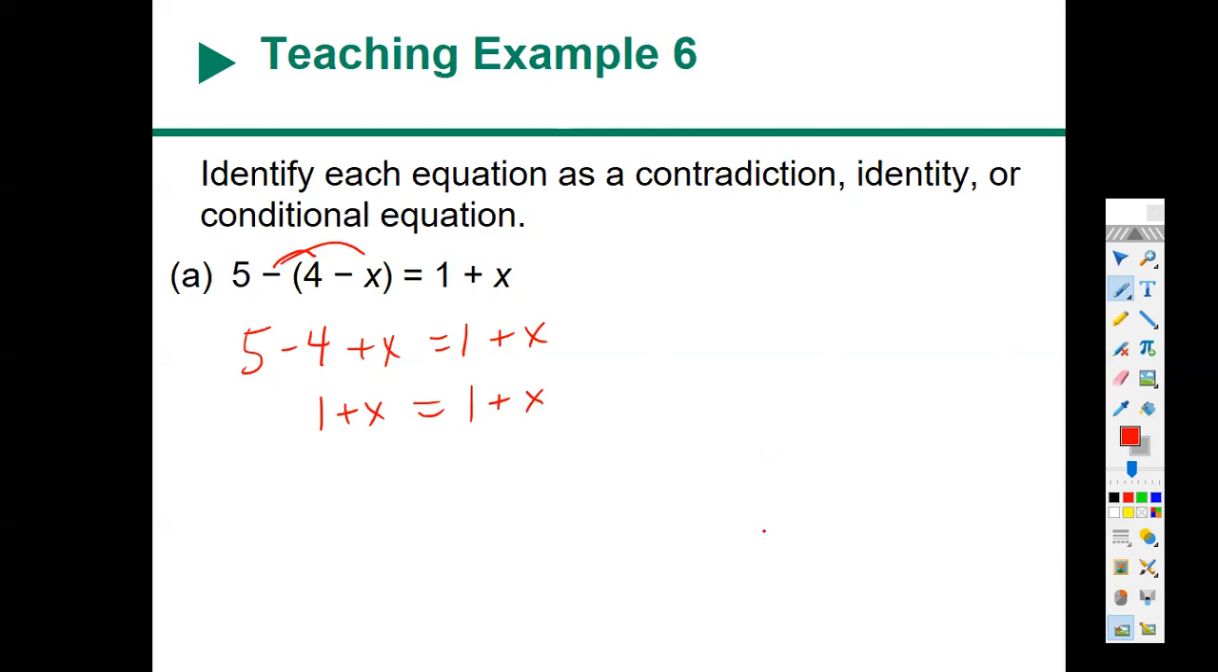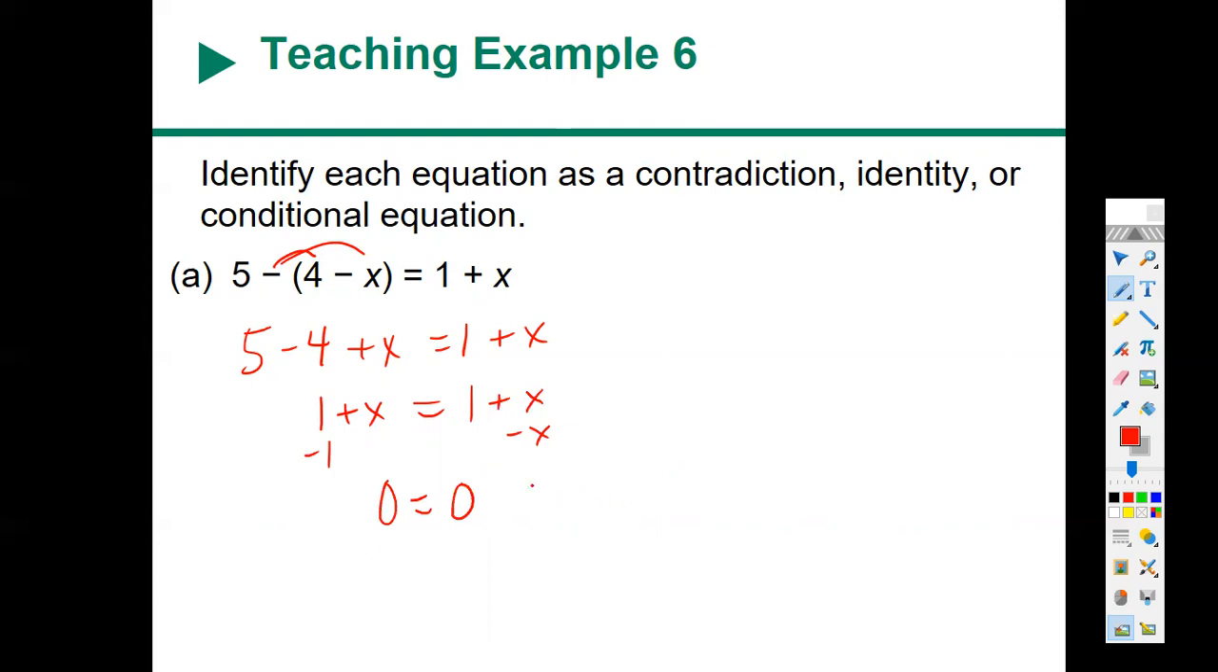And what do you notice? They're equal, okay? If I keep going, so if I subtracted 1 and subtracted x, what is it going to come down to being? 0, right? It's going to be 0 equals 0. And what did we just say 0 equals 0 meant? Contradiction, identity, or conditional? Identity.